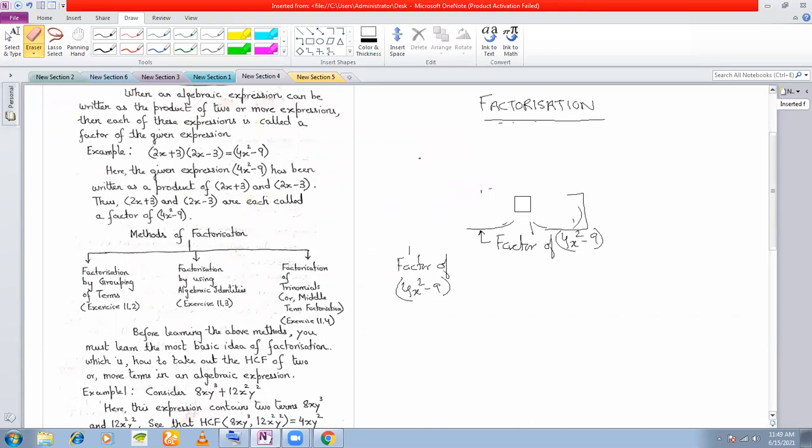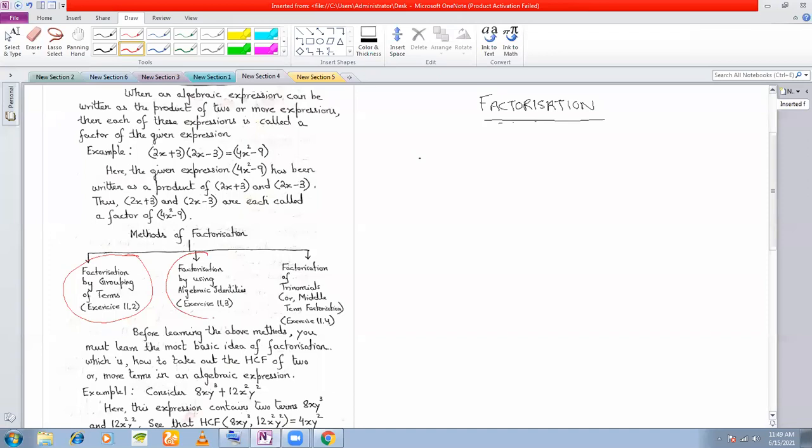Now, under factorization of algebraic expressions, you have 3 types of factorization. First of all, you have factorization by grouping of terms. This is the first way you factorize. The second is factorization by using algebraic identities. What are algebraic identities? Like a plus b whole square, a minus b whole square, and mainly a square minus b square. A square minus b square is the main identity which we use to factorize.